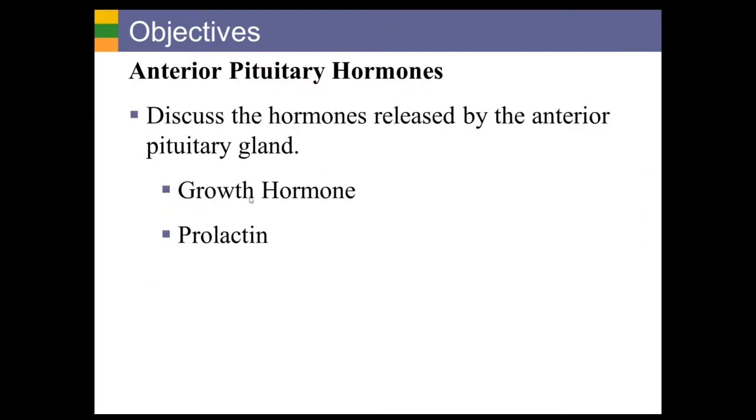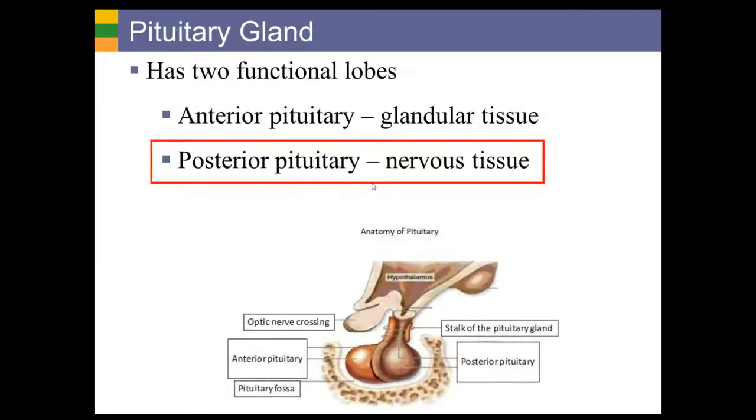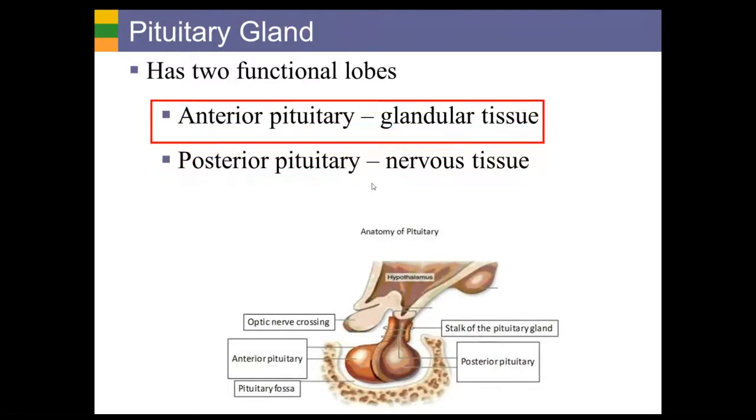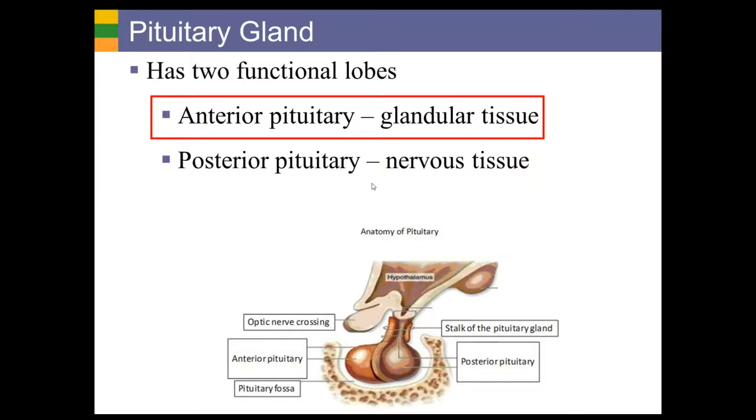All right, so now we're going to move to the anterior pituitary gland. Now, the anterior pituitary gland releases 6 different hormones. We're going to start with growth hormone and prolactin. So we're moving from the posterior pituitary gland to the anterior pituitary gland. Now, the anterior pituitary gland is composed of glandular tissue. You have cells there, they produce and release hormones.